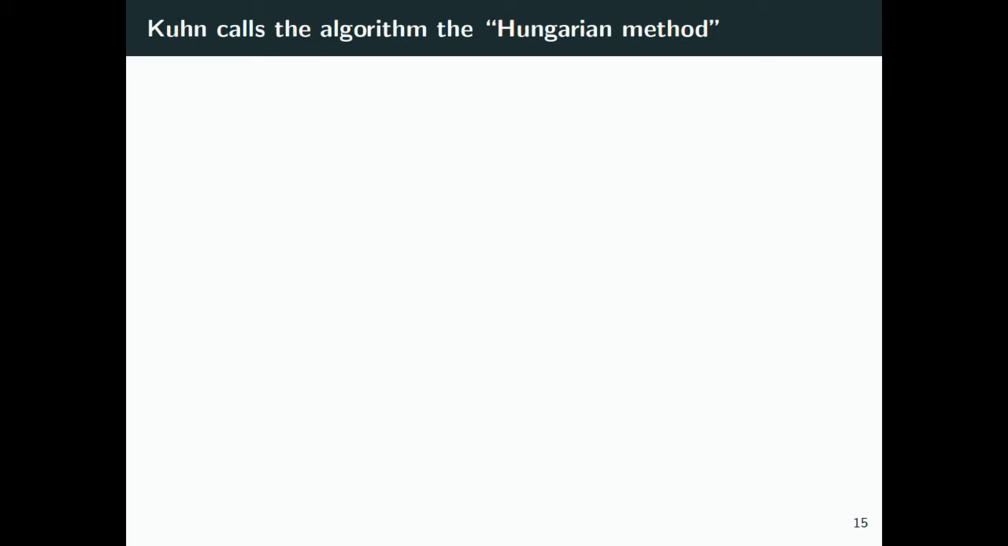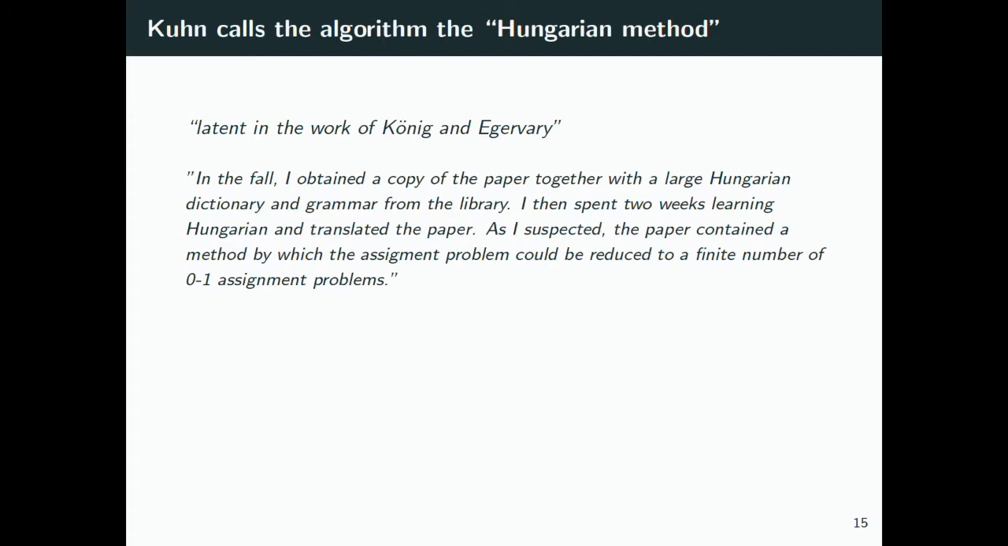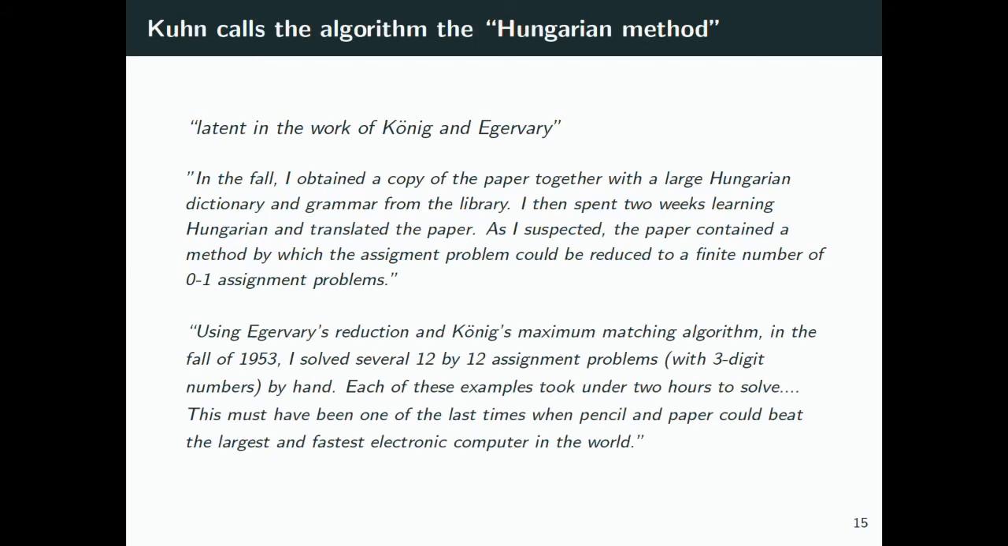The reason, as he says himself, is that the ideas for his algorithm were latent in the works of Koenig and Egerváry. He describes realizing some of these ideas while reading Koenig's graph theory book and seeing a footnote referring to Egerváry's paper, which was in Hungarian. He knew no Hungarian, but he got a dictionary and spent 2 weeks learning Hungarian, translating the paper, and realized that he could combine the ideas in this paper with Koenig's ideas to get an efficient algorithm. He describes how he solved several 12 by 12 assignment problems in under 2 hours each, and says this must have been one of the last times when pencil and paper could beat the largest and fastest electronic computer in the world.